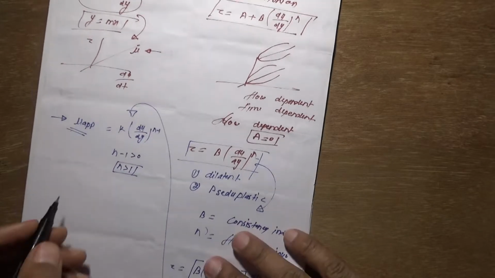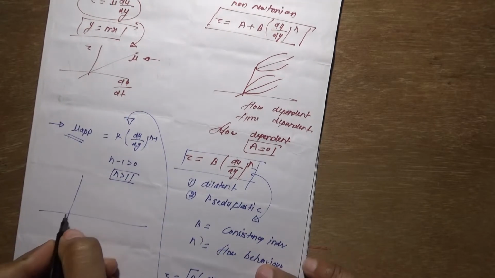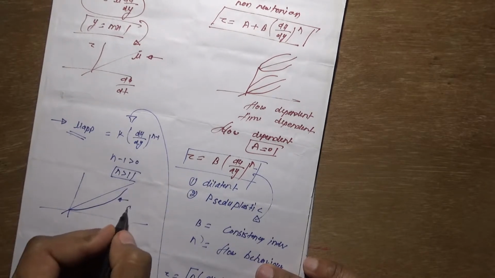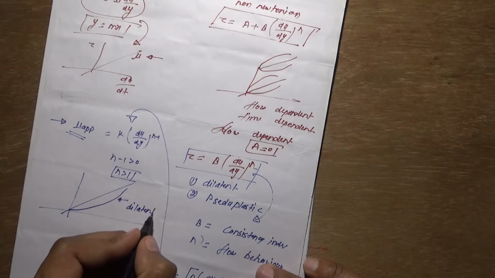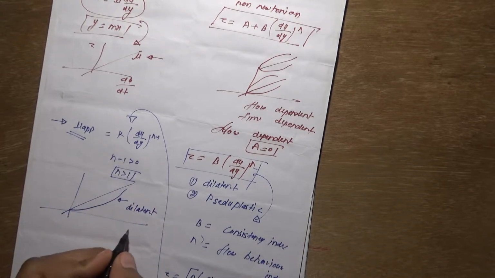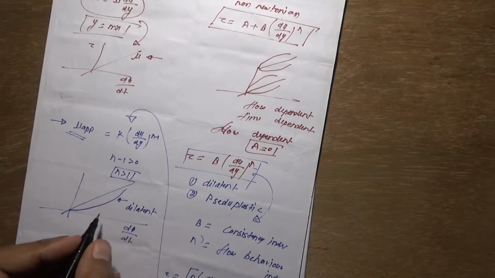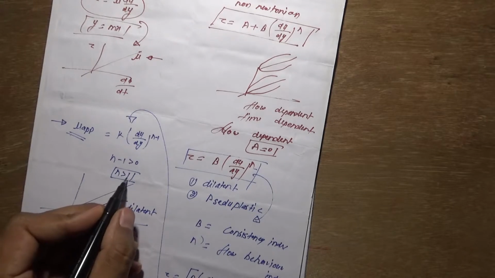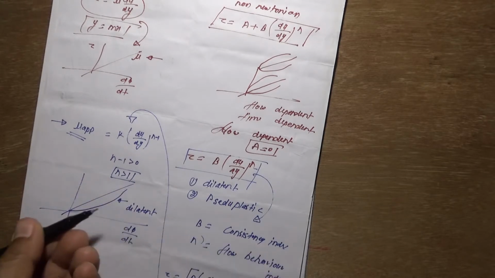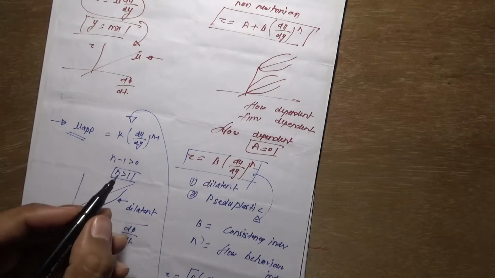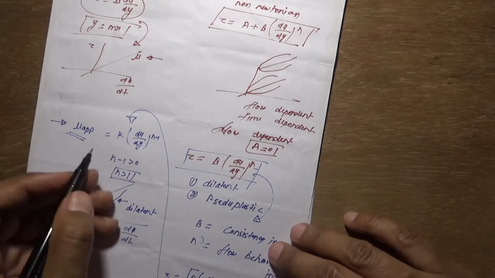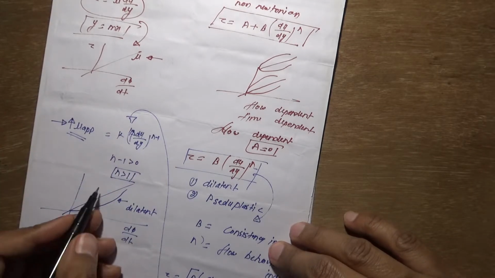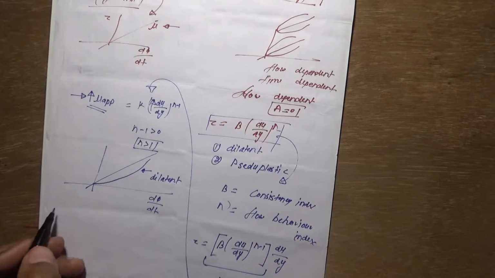So what will the graph be if we want to draw it? This is the Newtonian fluid and this is dilatant. As the flow or rate of deformation increases, the viscosity of the fluid will increase, because here the value of n is greater than 1. So this value will increase. According to this, mu apparent will increase for dilatant. Now we talk about the second case.